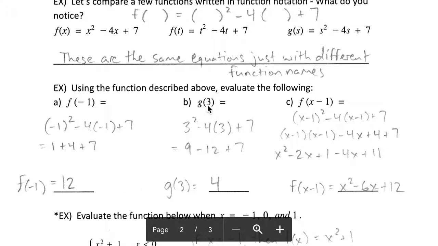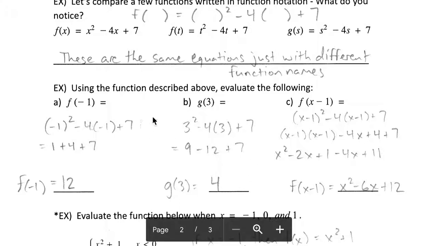Let's do another one here, g of 3. So we're looking for the g function. So find your g function and plug the input into all the input variable spots. So I'm going to do 3 squared minus -4 times 3 plus 7. 3 squared is 9, -4 times 3 is -12. Adding 7 to that gives us 4. So g of 3 is 4 is how we read that.